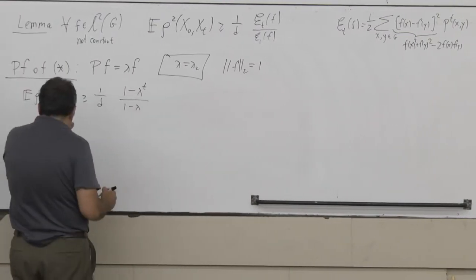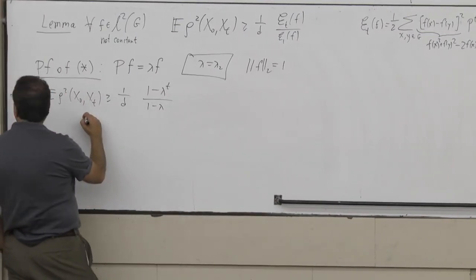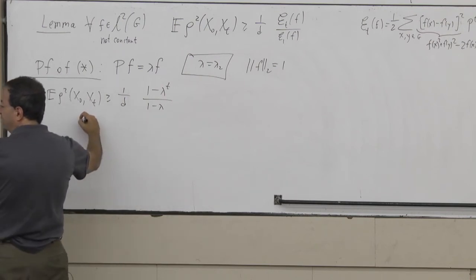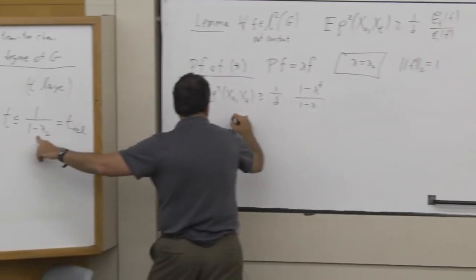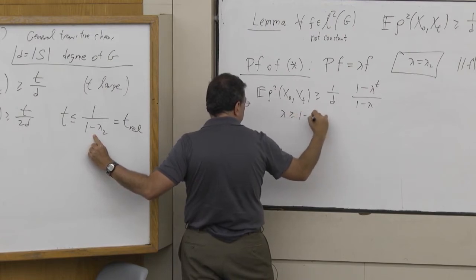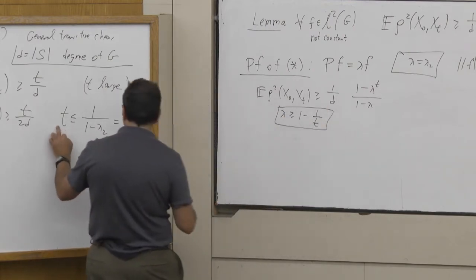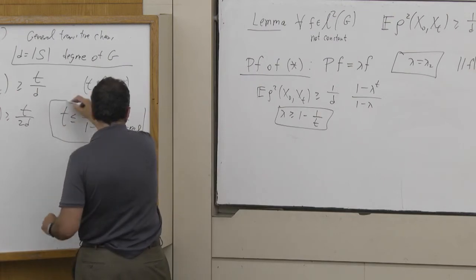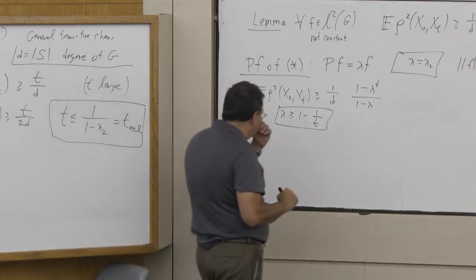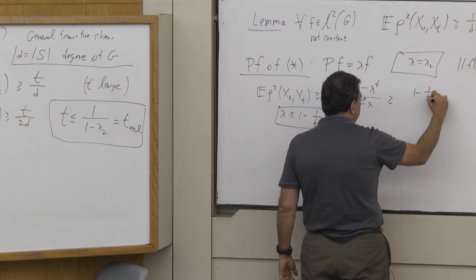Now because we assume that, so we go here, t is less than 1 over 1 minus lambda, so this means that lambda is bigger than 1 minus 1 over t. Right, that's just rewriting this assumption. So this is bigger than 1 minus 1 over t.